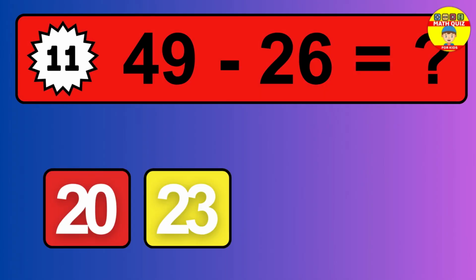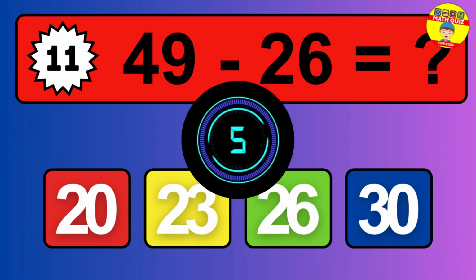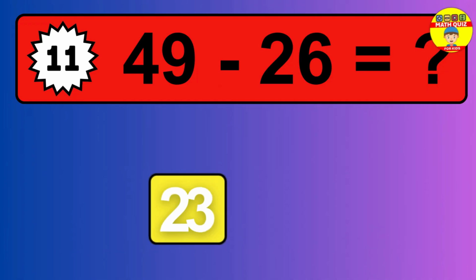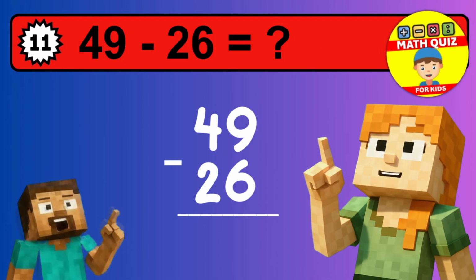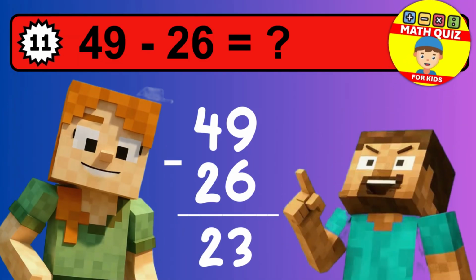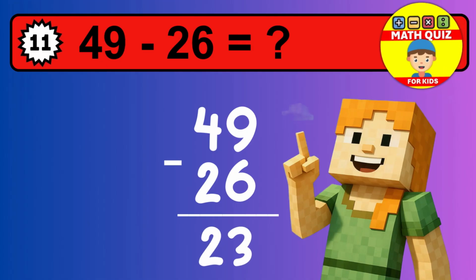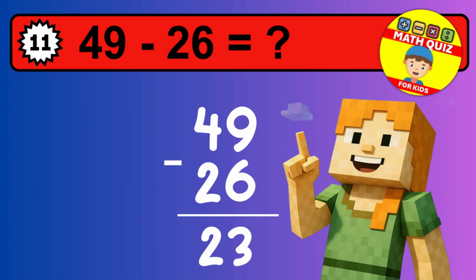What is 49 minus 26? Time to think. Let's solve this step by step. We start with the units. 9 minus 6 is 3. Then we go to the tens. 4 minus 2 is 2. The final answer is 23.